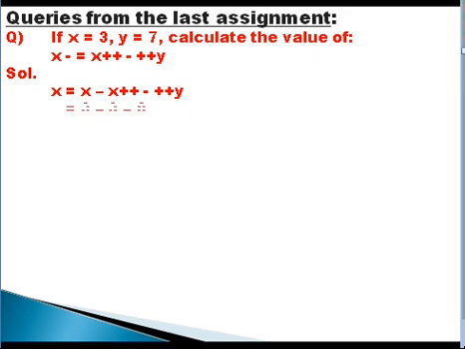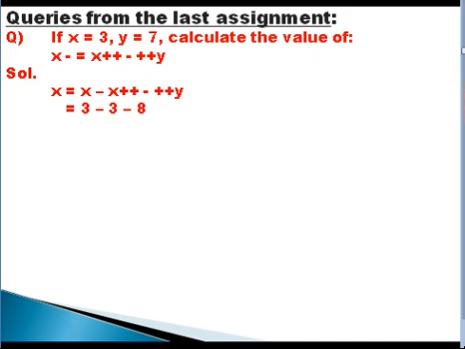Now substituting the values for the given expression. The current value of x is 3. Next is a postfix operation, so it will still remain as 3, and the next is a prefix operation where the value will be changed first. So the value is 8. So as a result we get an expression which is 3 minus 8.